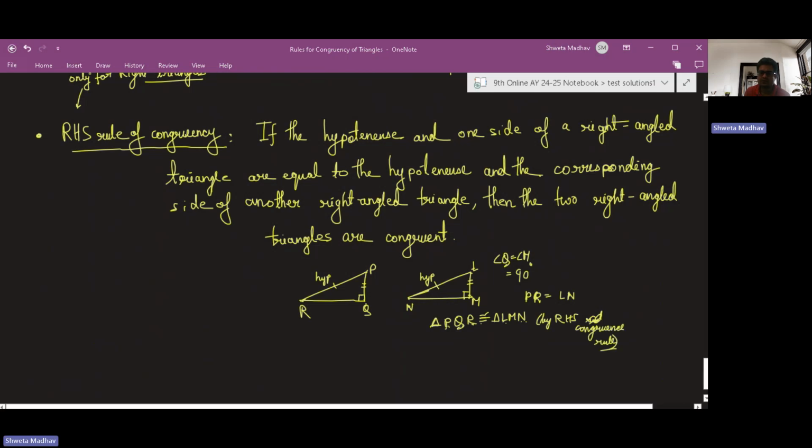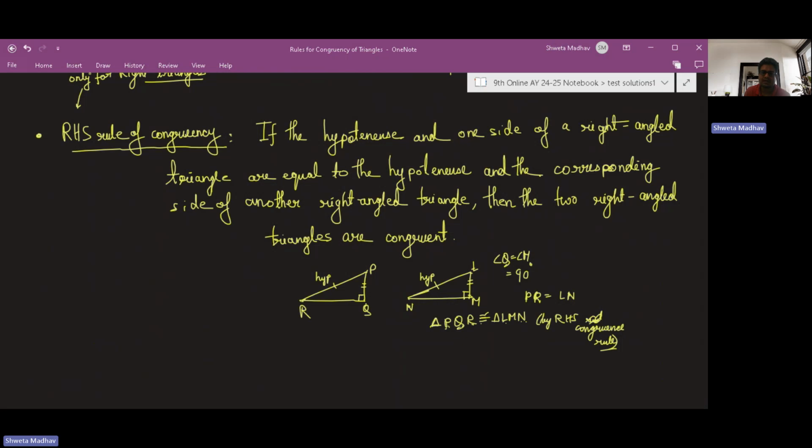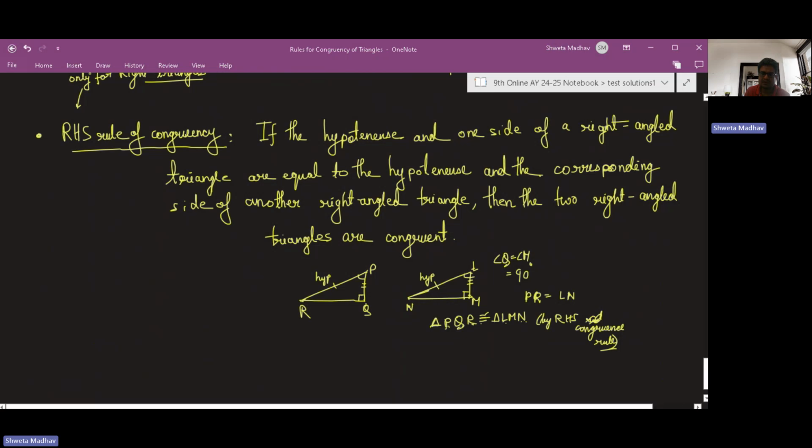And once we have shown that they are congruent, then we can also say that all the other angles and all the other sides are also equal by CPCT. Simply it means we can say that angle P also will be equal to angle L, angle R also will be equal to angle N, and also RQ also will be equal to NM by CPCT.